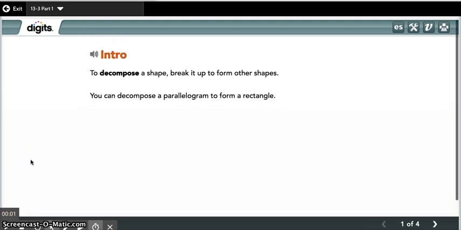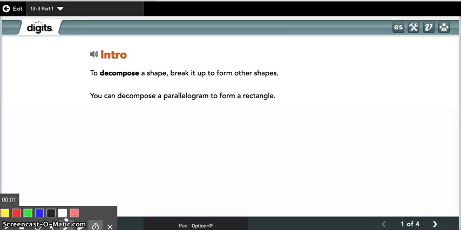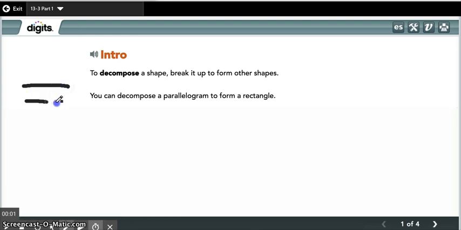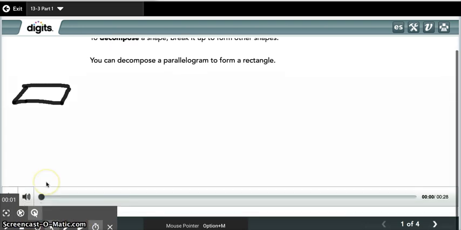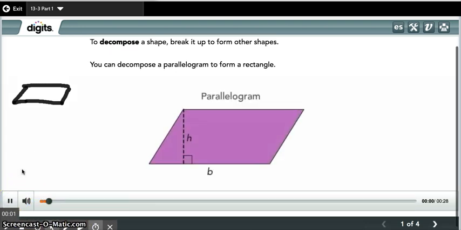First of all, actually, do you remember what a parallelogram is? A parallelogram is a shape with two pairs of parallel sides, but the shape does not have four 90-degree angles like a rectangle. That's a very poorly drawn parallelogram, but in the video you will see a much better parallelogram. Let's go ahead and watch.